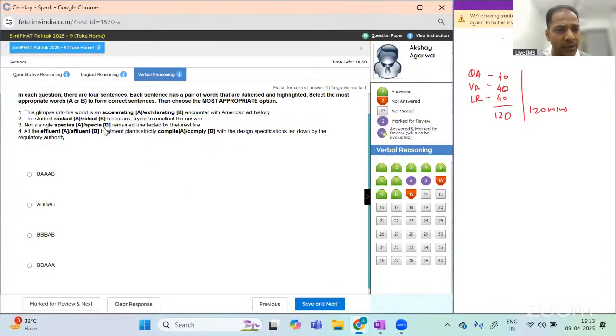Not a single species remained unaffected by the forest fire. This is a little confusing, but I don't think there's something known as species. This is a rare species of, but I'm not sure. All the effluent treatment plants, affluent is rich or something. So the fourth blank should be A. Fourth is A in both of them. Okay. Strictly comply. Comply should be B. Yes, the correct answer should be this.